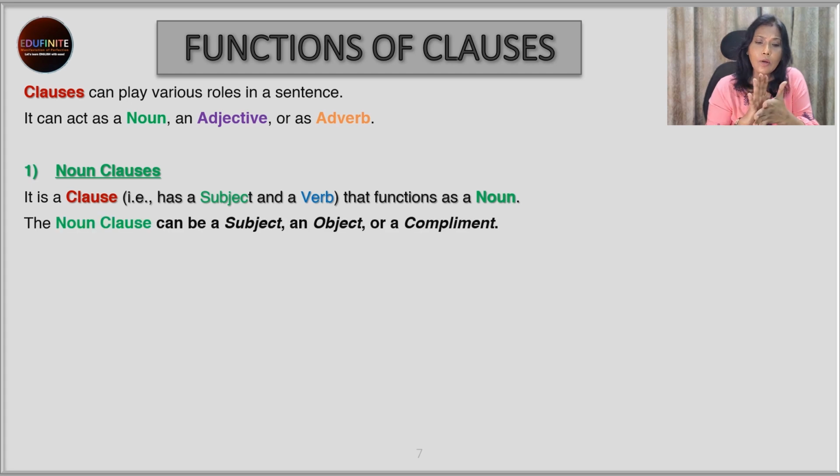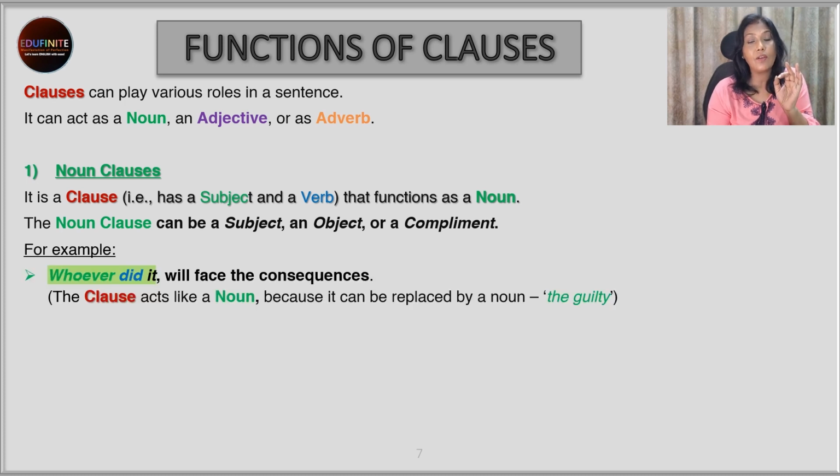Next, the noun clause can be a subject, an object, or a complement. So how can the noun clause exist? It can exist as a subject because subjects are usually nouns. So it will play the role of a subject or the role of an object, or it can be a complement too. Next, let's look into some examples and understand it.